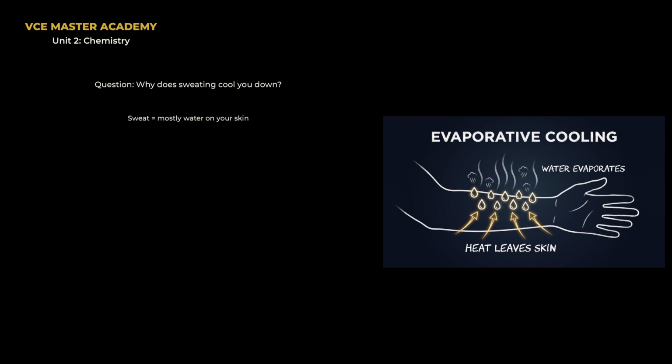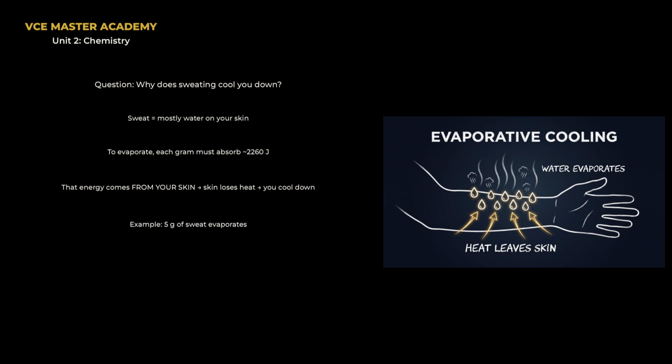Sweat is mostly water sitting on your skin, and we now know something powerful about water. For each gram to evaporate, it must absorb roughly 2,260 joules. That energy bill has to be paid by something. It's paid by your skin. The water pulls that heat straight out of your body as it evaporates. Heat leaves you, so you cool down. Simple as that.